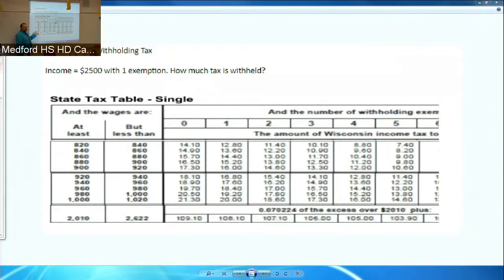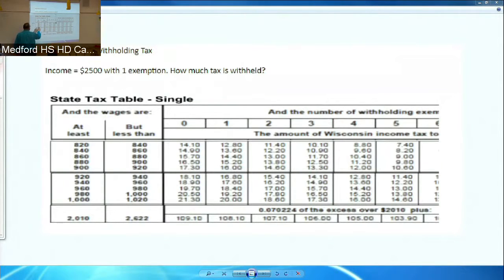The example here we're going to use for state is because this is the most complex example. This is as complex as it gets. In most cases, it's as simple as finding the range and then finding the allowance and matching it up. Let's assume just for a second, let's change that income from 2,500 to 850.